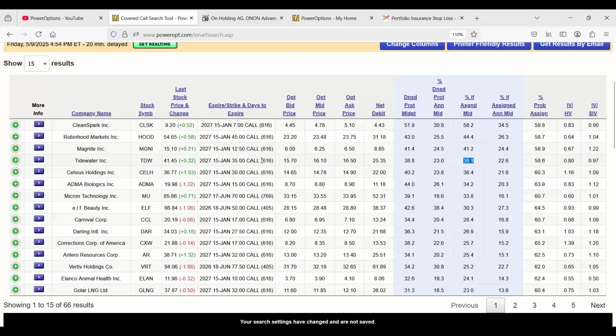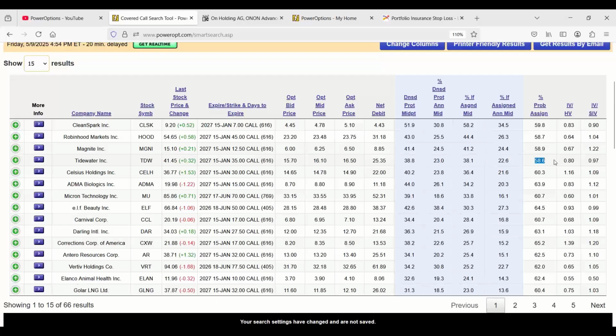The stock stays above 35 in 616 days, roughly a year and a half, right? About that. So 38.1% return. That's an annualized return at midpoint of 22.6%.